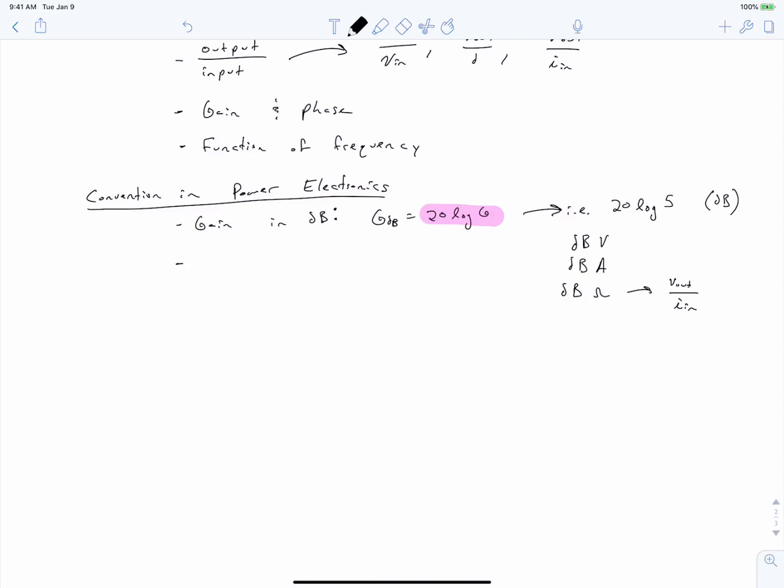For the same reason, we express our phase angle always in units of degrees, and we express our frequencies in hertz. So we don't use phase in radians, and we don't use frequency in radians per second. In power electronics, we're always working in decibels, degrees, and hertz.